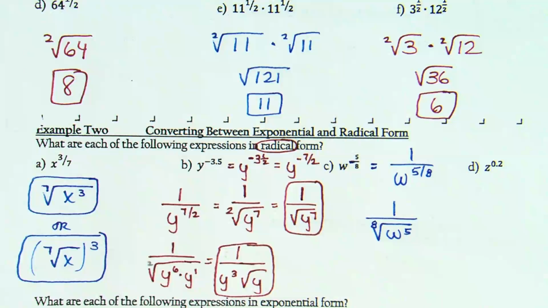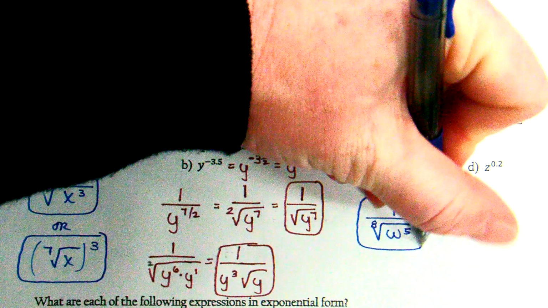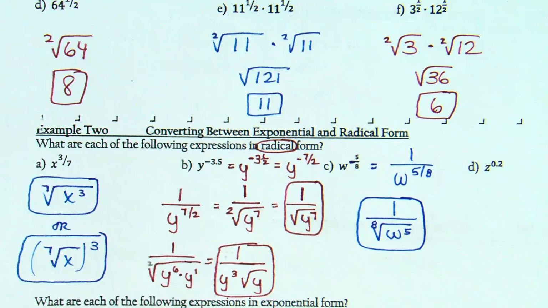Am I done? Or can I go more? Are there any perfect 8th roots in there? No, because I only have 5 w's. I would have to have 8 of them to have a perfect 8th root. So in this particular case, unless you're asked to rationalize, you're done. I think that's part of the reason we're not rationalizing there, because that one would be a little trickier.